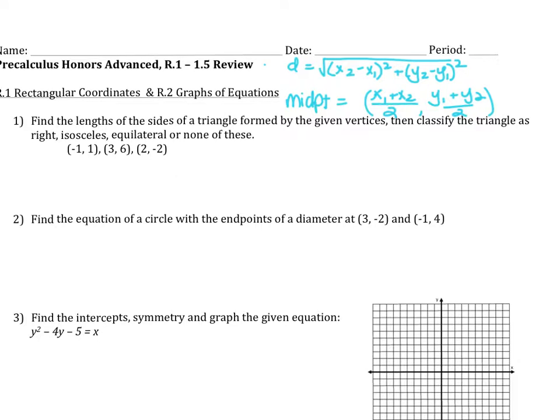Questions on how to do it? I'm going to give you time at the end to go back and work on how to do this, but I just want to go through the material first.